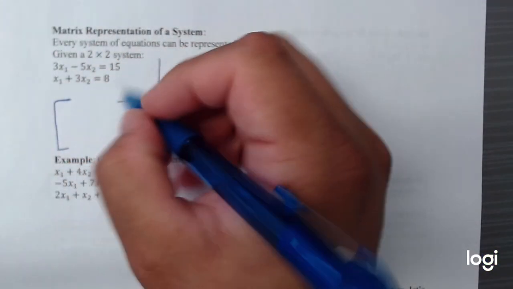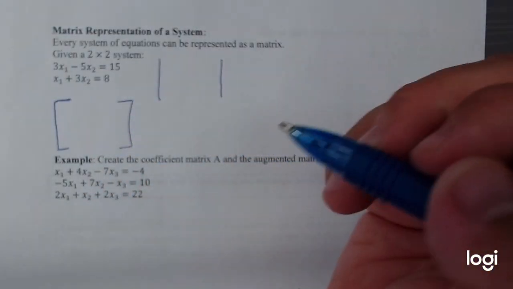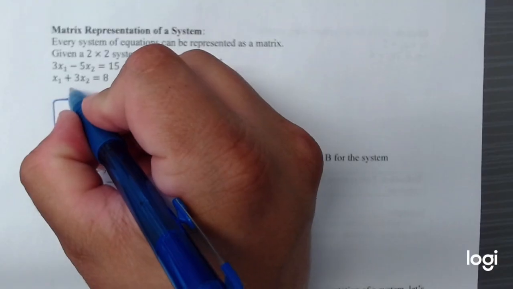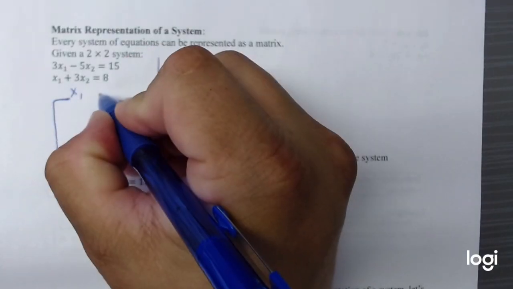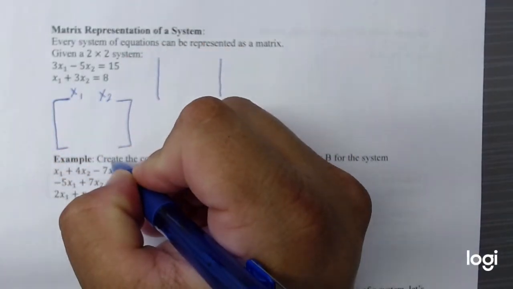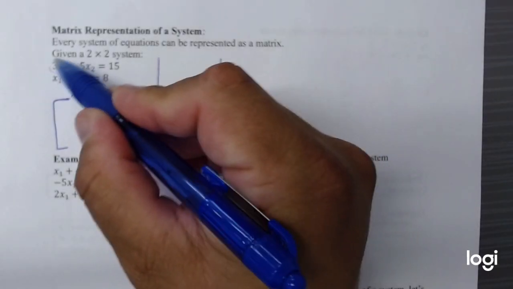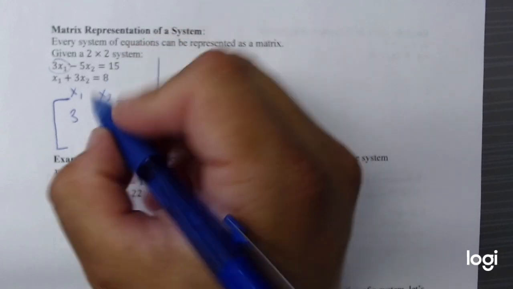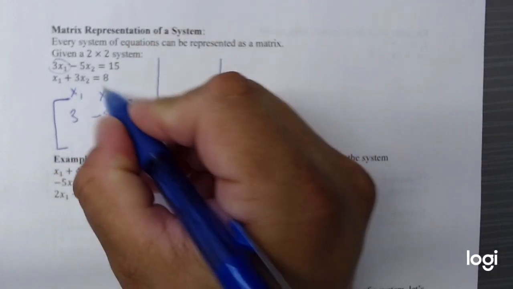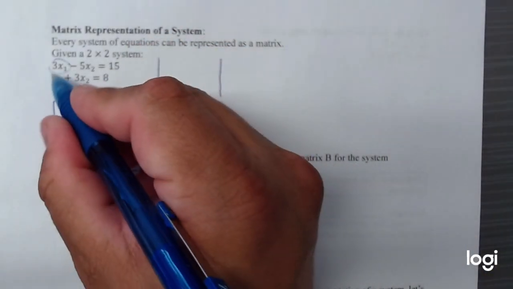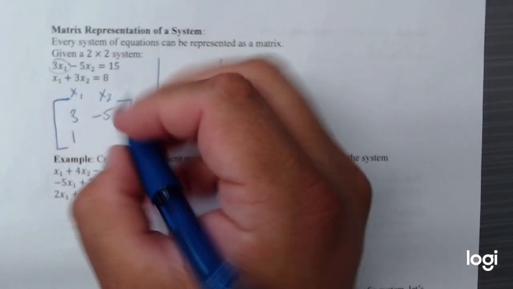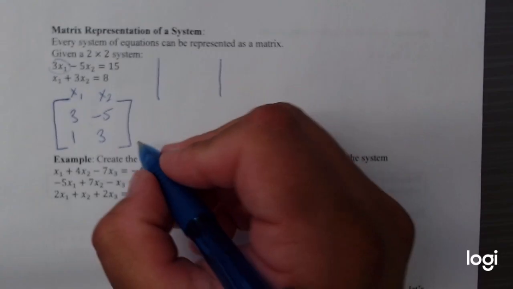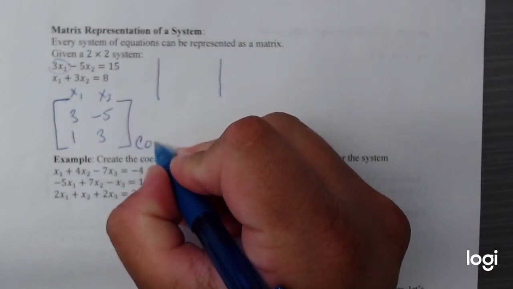So how this works out is the matrix always has just coefficients, meaning numbers. All the x1 variable's coefficients go here, and all the x2 coefficients go there. For example, the number in front of x1 is 3, so you put the 3 here. The number in front of x2 is -5, so you keep the sign. Now you do the same thing for the second equation. The number in front of x1 is 1, and the number in front of x2 is 3. And that's it. That's how we make it a matrix. This is called the coefficient matrix.